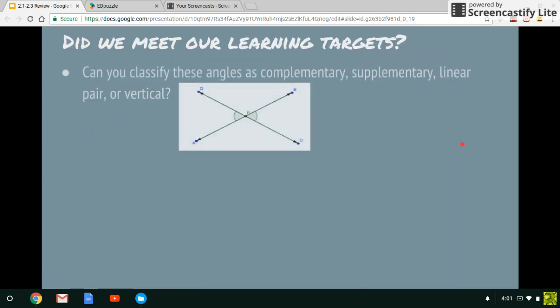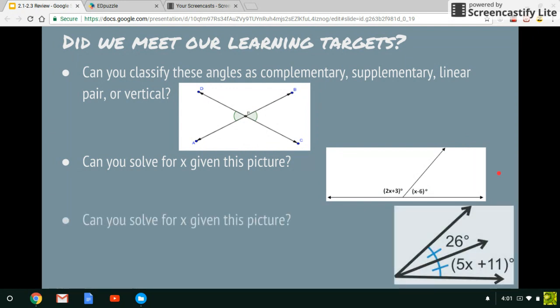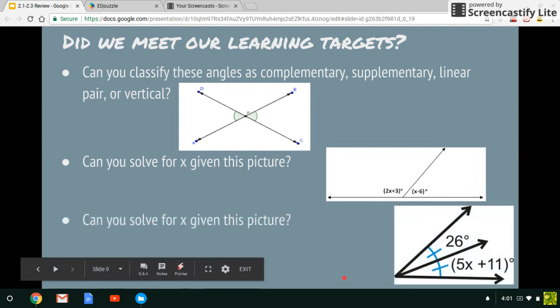So, did we meet our learning targets? Can you classify these angles as complementary, supplementary, linear pair, or vertical? Can you solve for x given this picture? And can you solve for x given this picture? Also note that this right here is an angle bisector, so it cuts this angle in half. So this part is equal to this part.